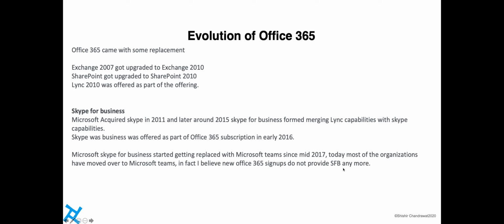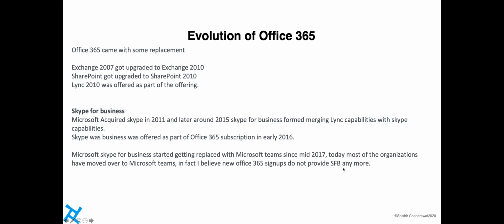Then later in 2011, Microsoft acquired Skype and all its functionality. And around 2015, Skype for Business was formed. And later, around 2015 or 16, Skype for Business got merged with Lync, offering in Office 365, and ultimately Skype for Business as a product was offered. And in early 2016, Skype for Business was offered to customers in Office 365. Skype for Business started getting replaced with Microsoft Teams since mid 2017. So now Microsoft has moved away from Skype for Business as well.